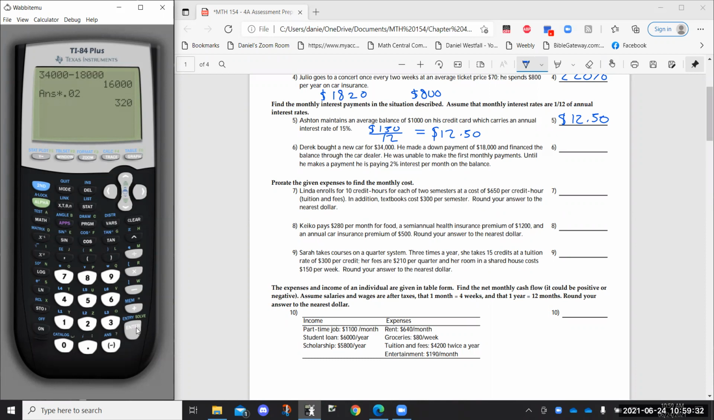And then you want to divide that by 12, I believe, to get the monthly. That's it. Derek bought a new car for $34,000, made a down payment of $18,000, financed the balance to the car dealer. He was unable to make the first monthly payments. Until he makes the payments, he's paying 2% interest per month on the balance, so $320. That's it.